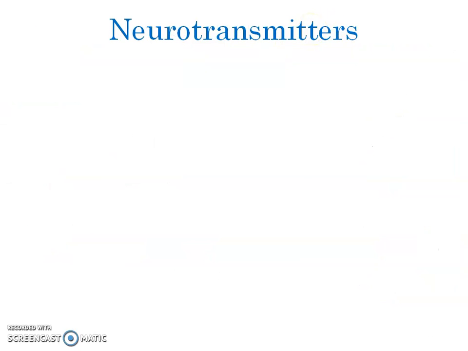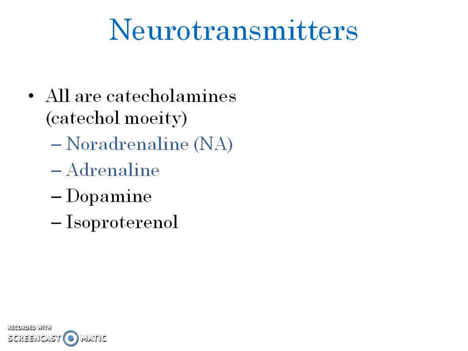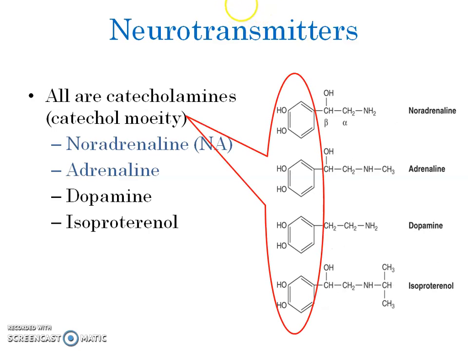So what are those chemical signals known as? Neurotransmitters. The neurotransmitters mainly in the sympathetic nervous system are noradrenaline, adrenaline, dopamine, and isoproterenol, which is a synthetic one. And these are all of catechol moiety. So what is a catechol? If you see in the structure, all have the same benzene ring with two hydroxyl groups, and only the side chain, the amine side chain, gets changed. So all those having these rings are known as catecholamines, and most of the adrenergic neurotransmitters are catecholamines. Now we'll see in depth the synthesis, storage, and degradation of the main neurotransmitter, that is noradrenaline.